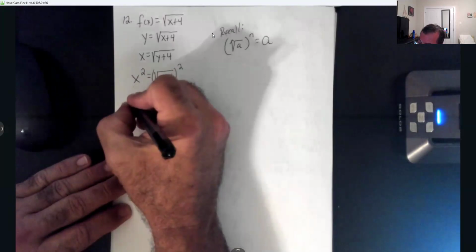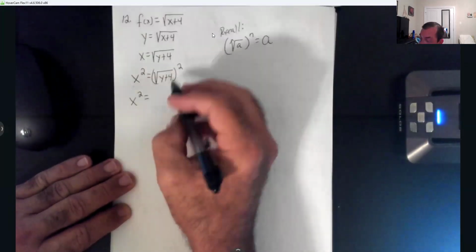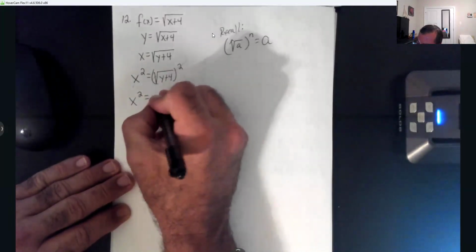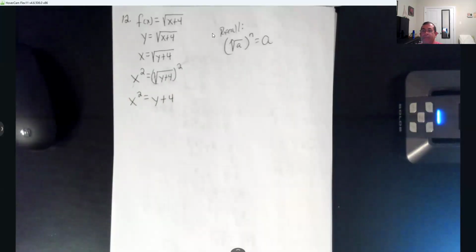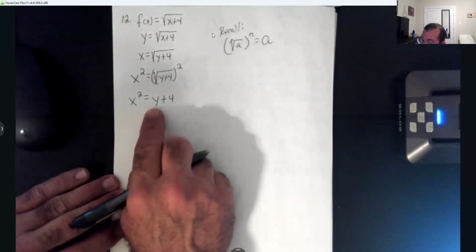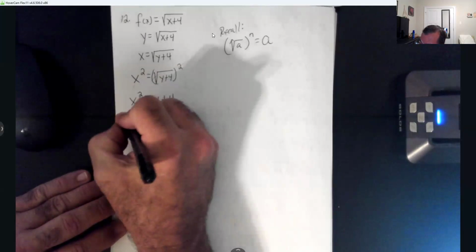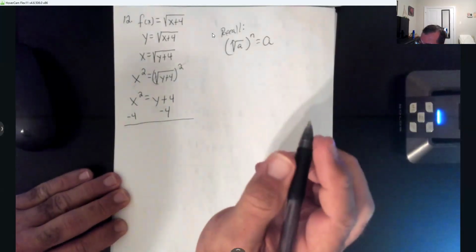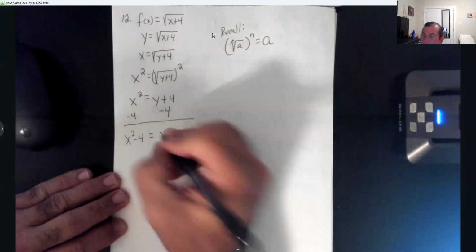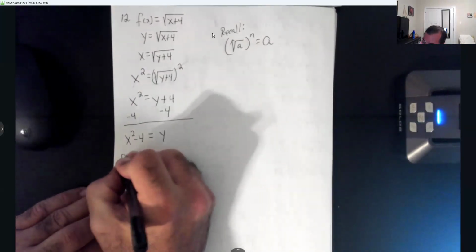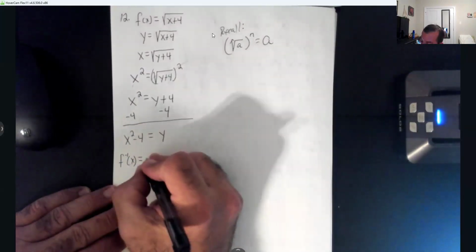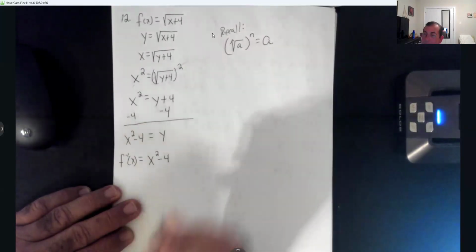Well, y'all, this is just going to stay at x squared. But the right side, the exponent cancels out the radical. So all that's left is y plus 4. Which means my last step now to get to y by itself is to move that positive 4 by subtracting 4. So y'all, when I get x squared minus 4 is now equal to my y. And then I'll just put it into f inverse notation. And f inverse of x will equal x squared minus 4.